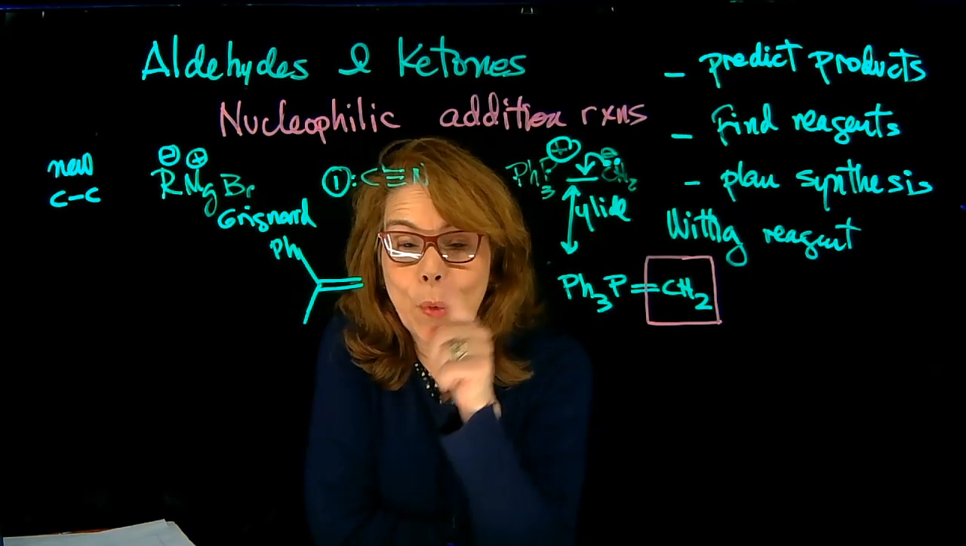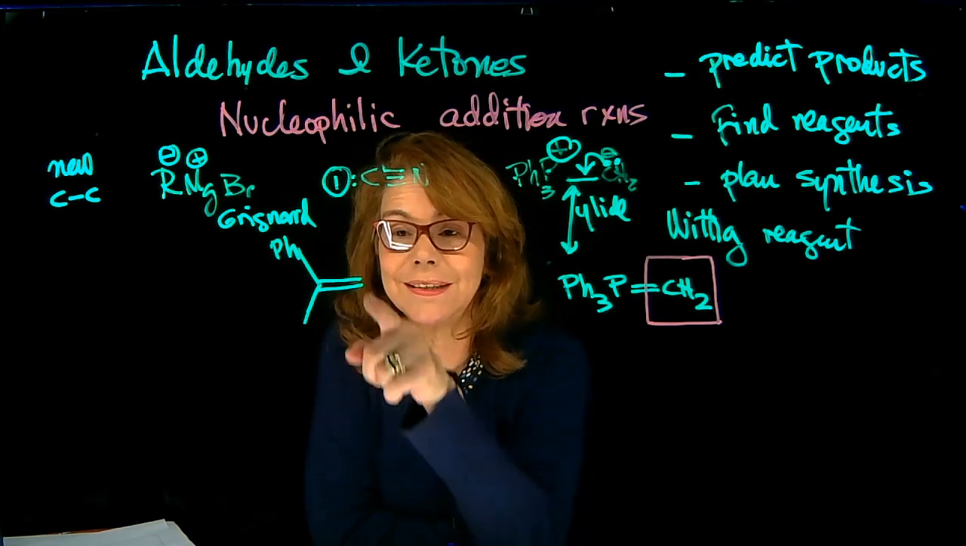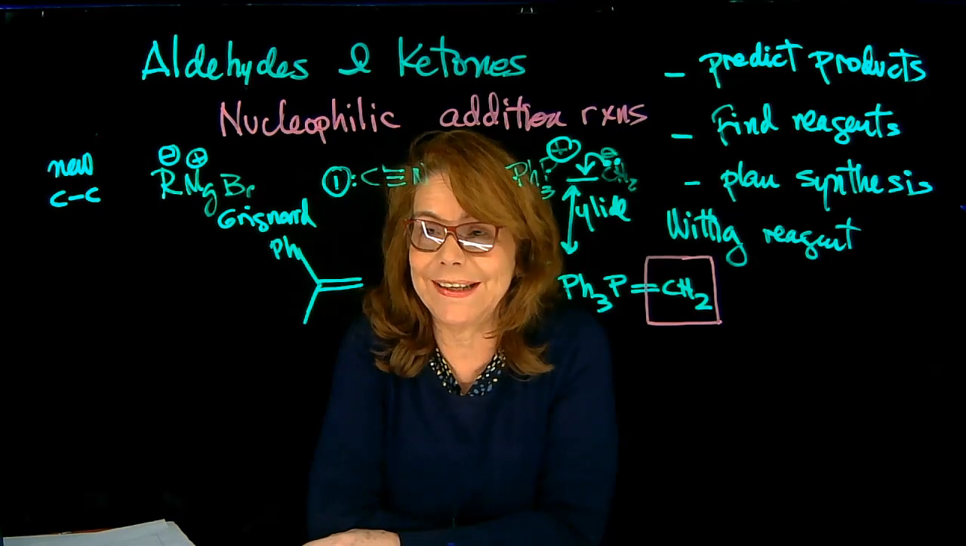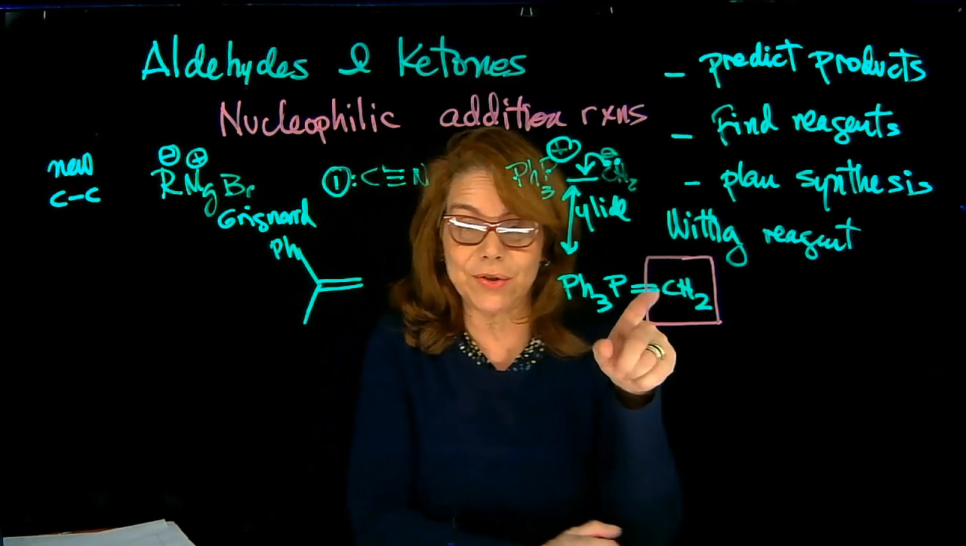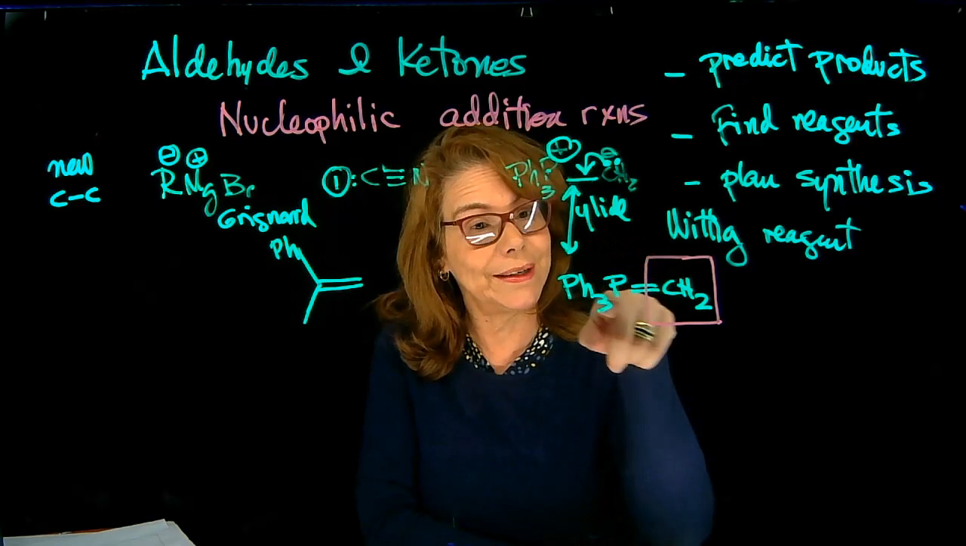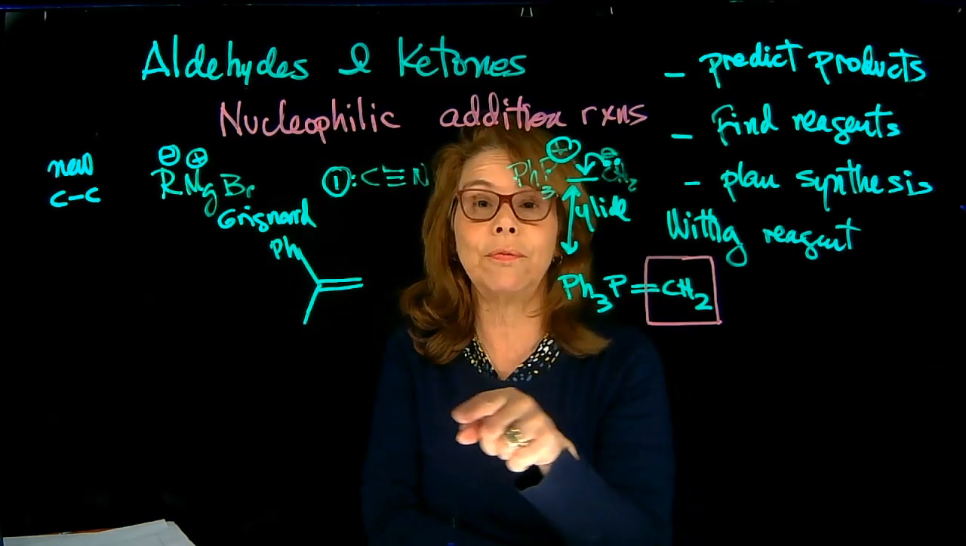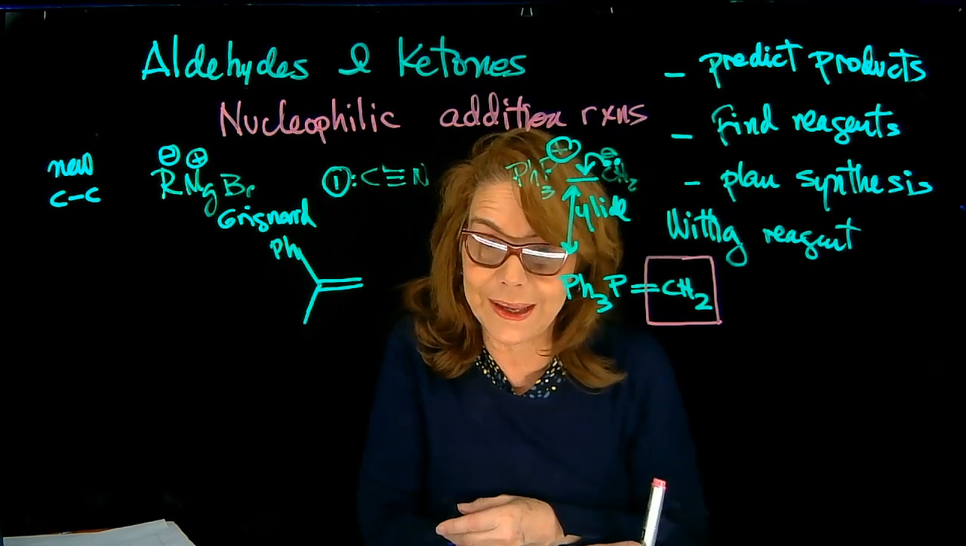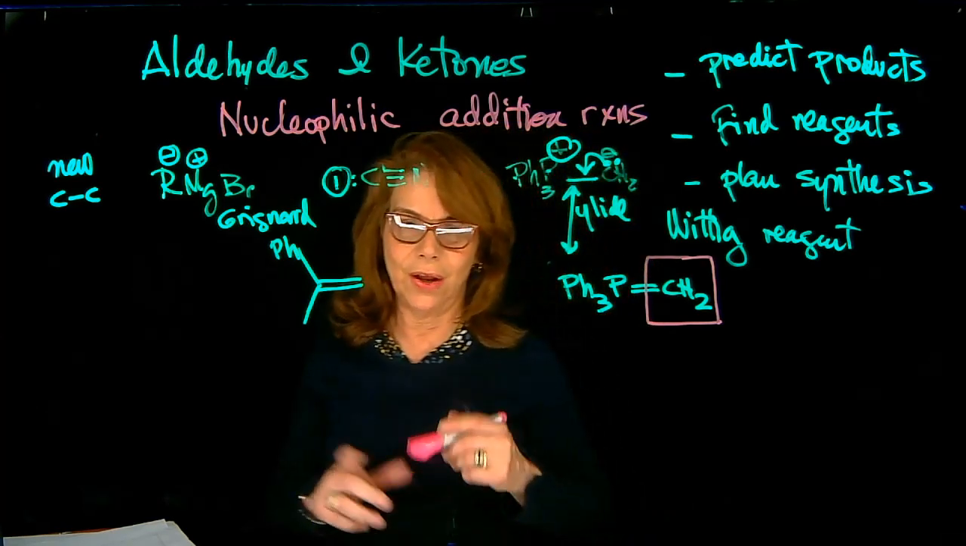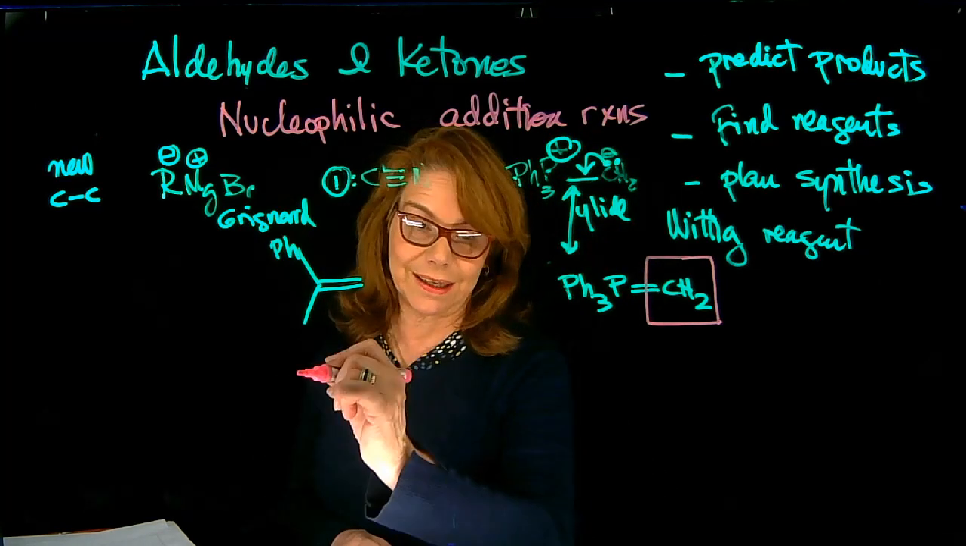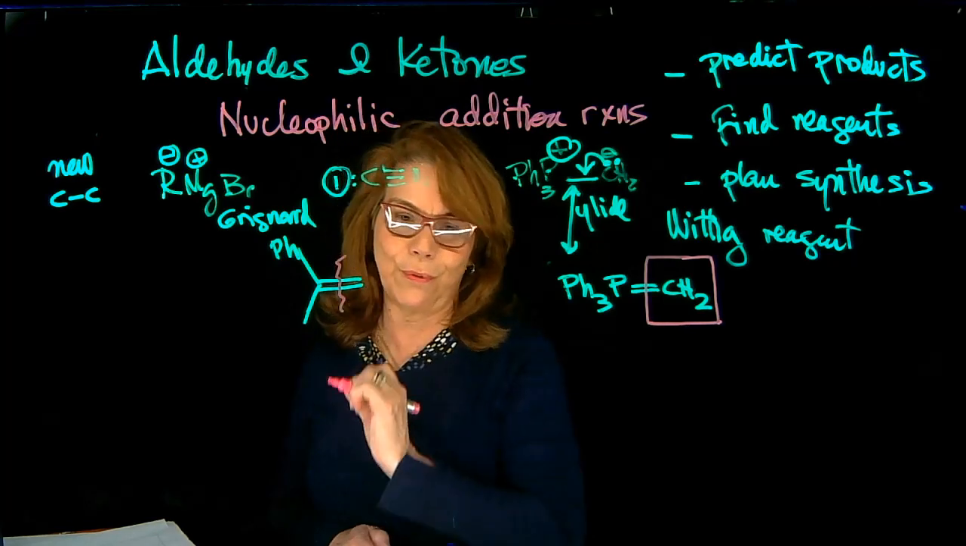Here we have a problem. We have to plan the synthesis of this compound, an alkene. We know that one strategy to make carbon-carbon bonds is the Wittig reaction, in that we can make alkenes from carbonyl compounds, so aldehydes and ketones. So the first step will be disconnecting this alkene into two fragments.